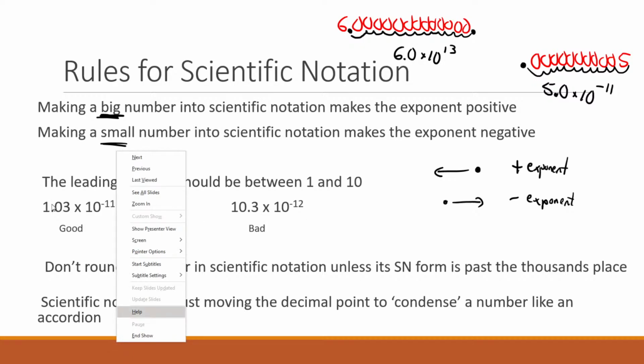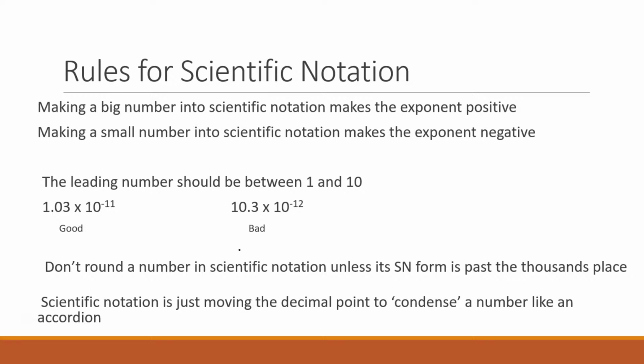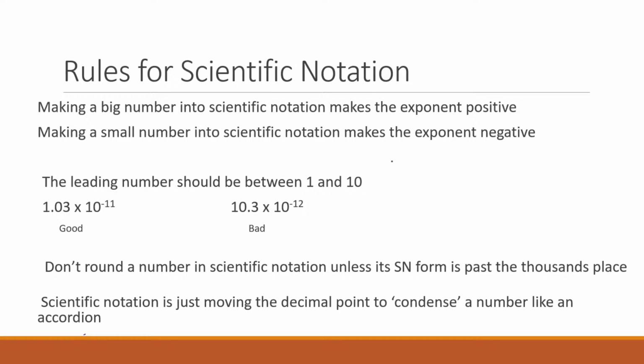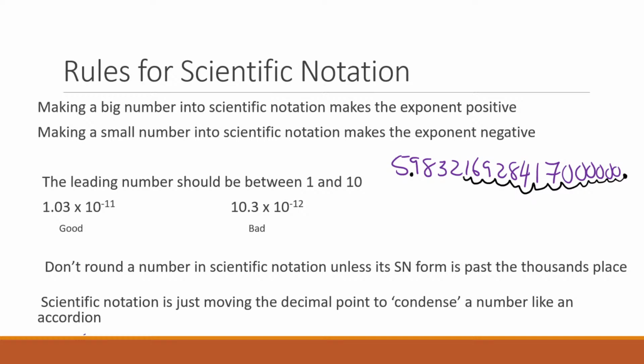The last bit of important information that we want to talk about with scientific notation has to do with really, really big numbers. For example, if I had 5983216928417000000, that is a big, gigantic number. And when I put this into scientific notation, I'm going to take my decimal point and move it until it gets right there. So I'm going to count 1, 2, 3, 4, 5, 6, 7, 8, 9, 10, 11, 12, 13, 14, 15, 16, 17, 18 places.